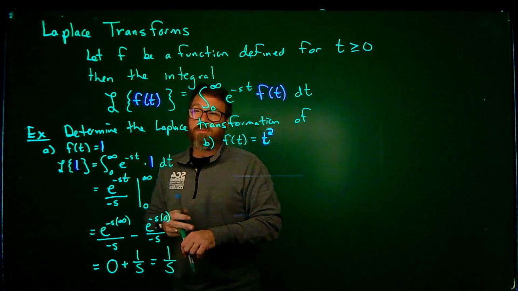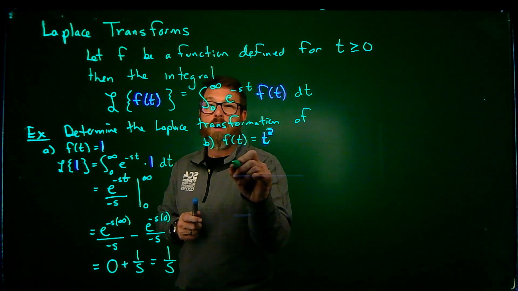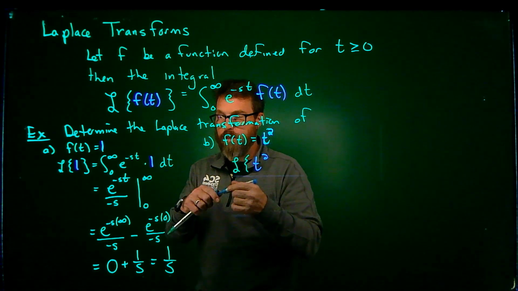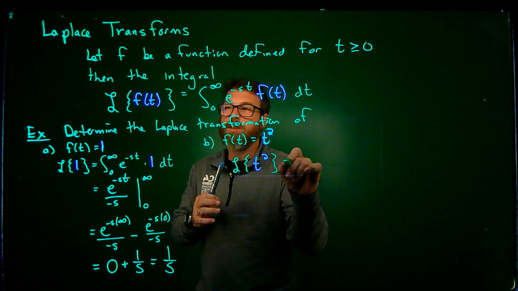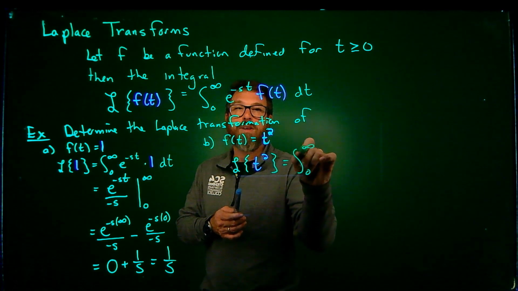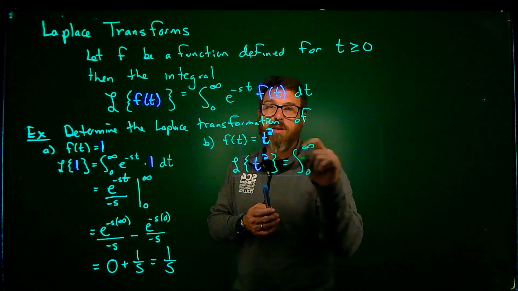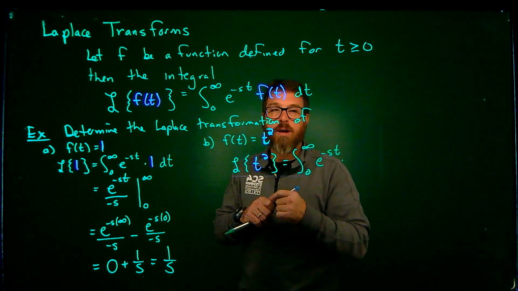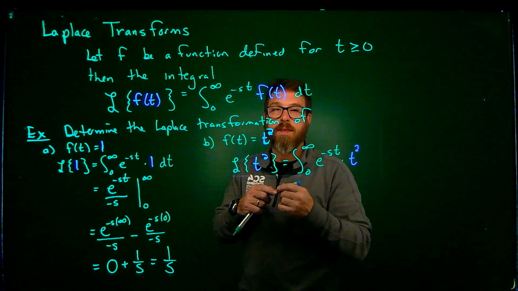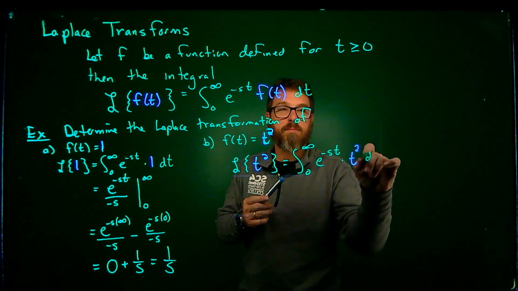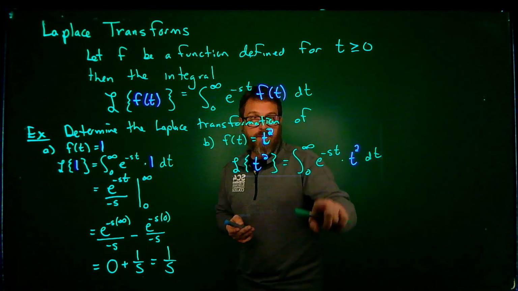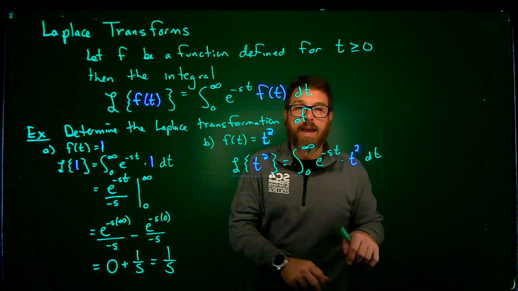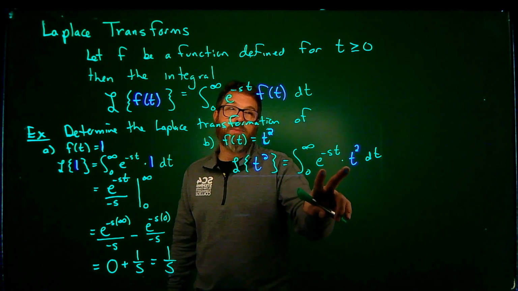Now let's do the exact same thing for this one. If I want to find the Laplace of this new function, t squared, this is going to be equal to the integral from 0 to infinity of e to the minus st times my function, which is t squared, dt. Now again, s is going to be a constant. We're going to integrate with respect to t, assuming this thing is positive. And the way to do this is it's going to have to be done by parts.